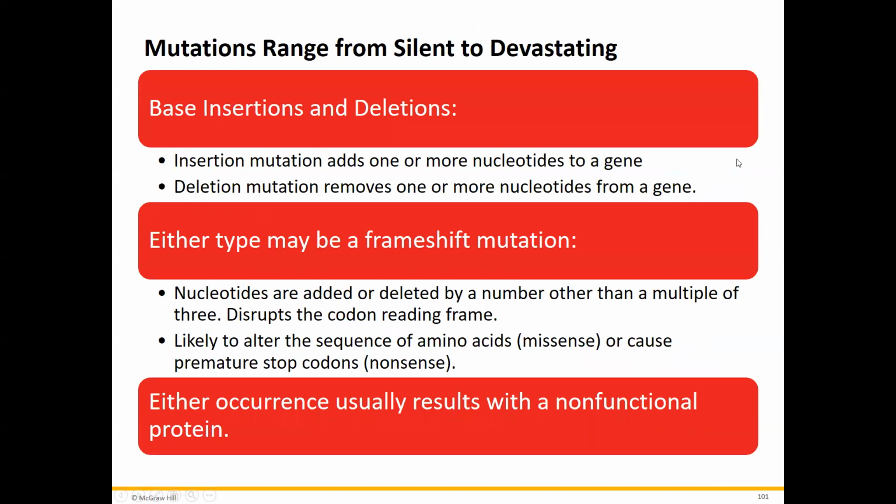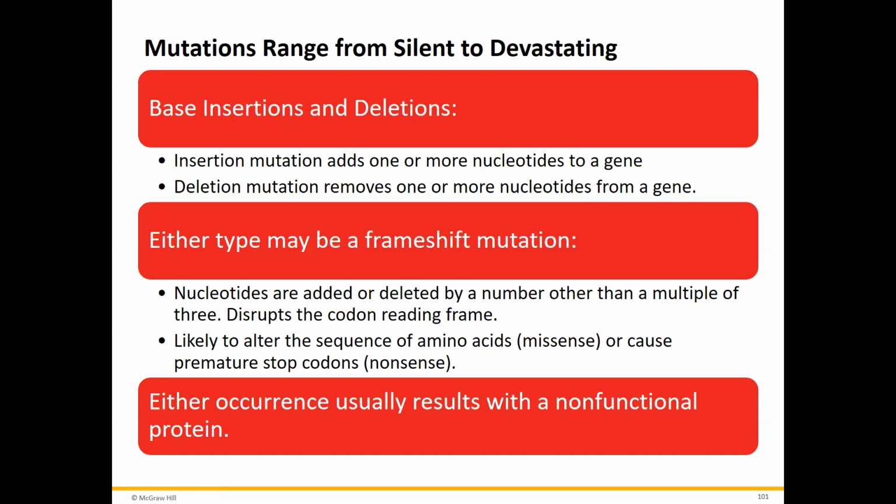Now, the other things that were on that list, there are some other mutations. And yes, we've already mentioned that we can have mutations that are silent, but look at the fly, he's experiencing a mutation that is devastating. So we have base insertions and deletions, and these can be very, very serious. An insertion adds one or more nucleotides to a gene, and a deletion is just the opposite, that removes one or more nucleotides from a gene. Either type is referred to as a frame shift mutation.